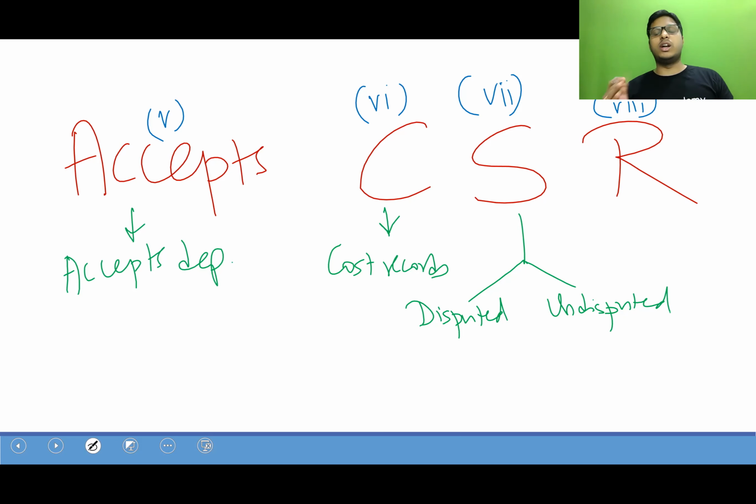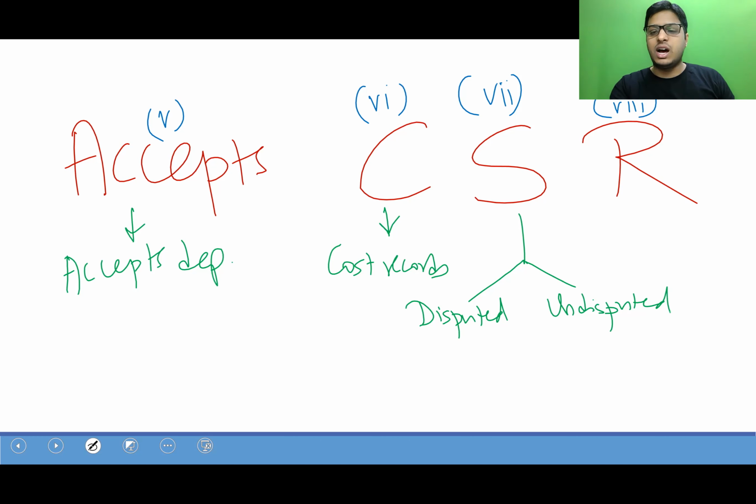If it is undisputed, it means I know I have to pay this much amount, but I have not paid. Then if the amount is due for more than 6 months as on the last day of the year, basically on 31st March, if I see that any statutory due is not paid for more than 6 months, then I'll have to report it here as the auditor.